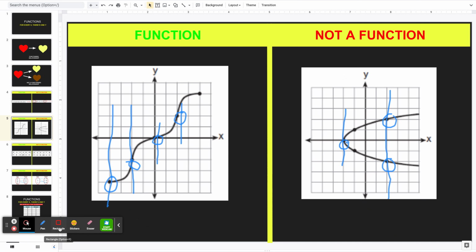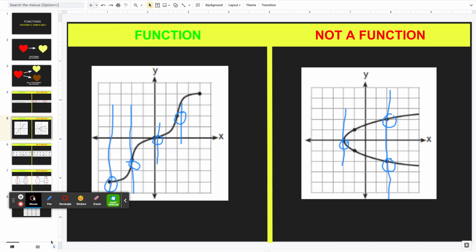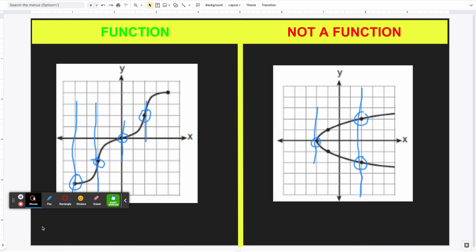Oops, sorry. Let's see if I can move this out the way. Bring that back. All right.